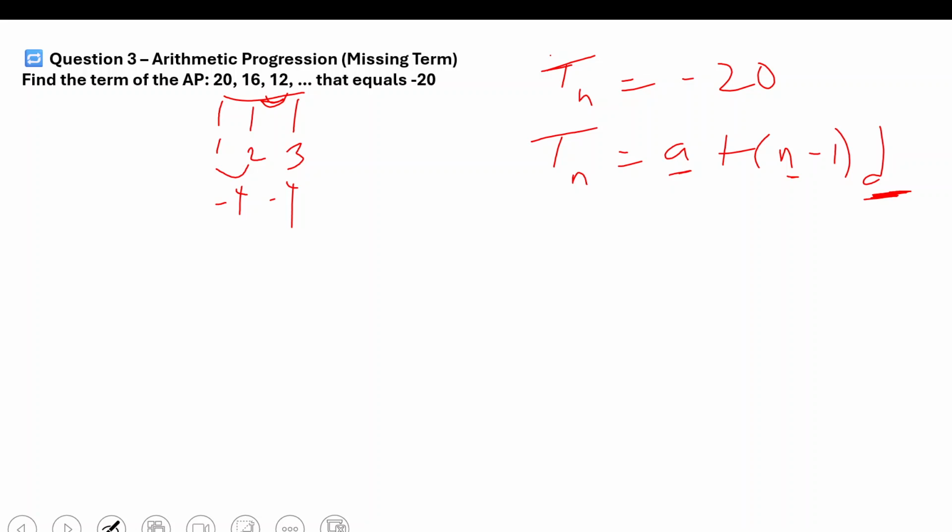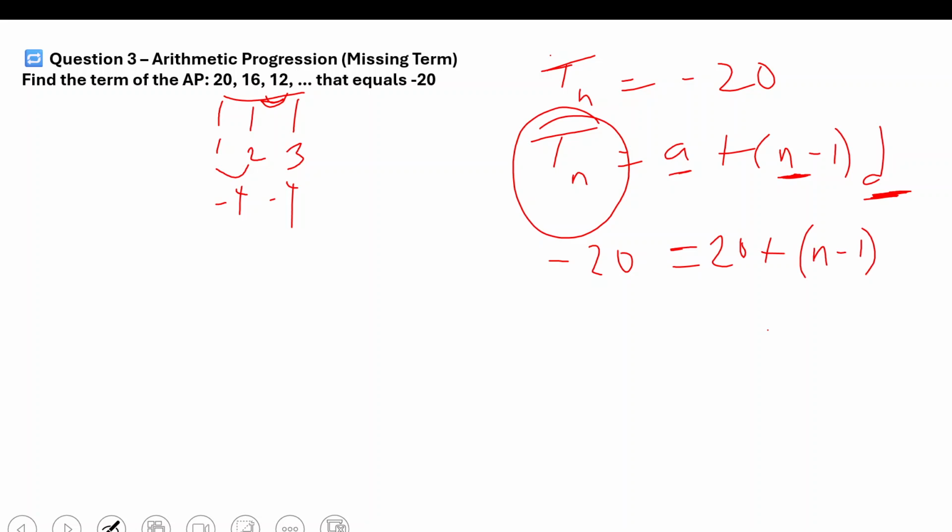We are asked to find the nth term, so it is n we're looking for, and we know that the nth term is minus 20. So I'm going to form an equation: minus 20 equals a, the first term, which is 20, plus n minus 1, where n is unknown, times d, which is minus 4. We have written the formula. Every other thing is just algebraic expressions, so we solve for n.